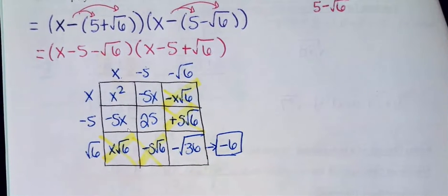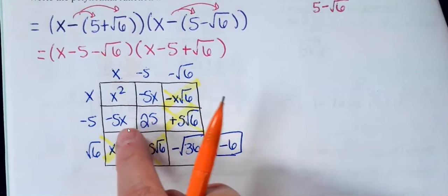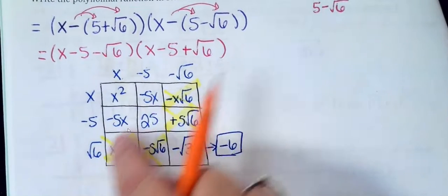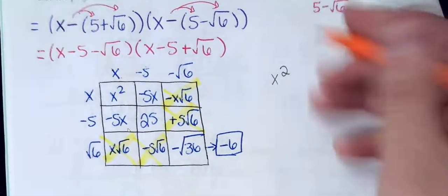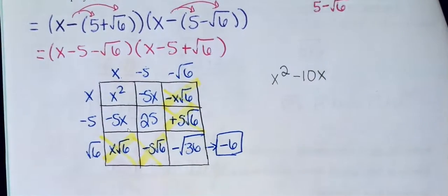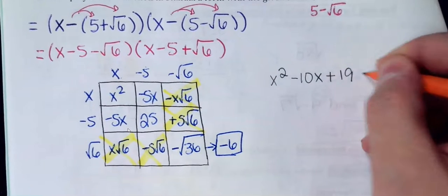Okay, now here's my answer. I'm just going to combine like terms from my box. All the irrational garbage cancels out, so I don't have to worry about that. The biggest mistake I see people make: this negative 5x and negative 5x, those do not cancel each other out. So you have x squared minus 10x, and then 25 minus 6 would give you 19.